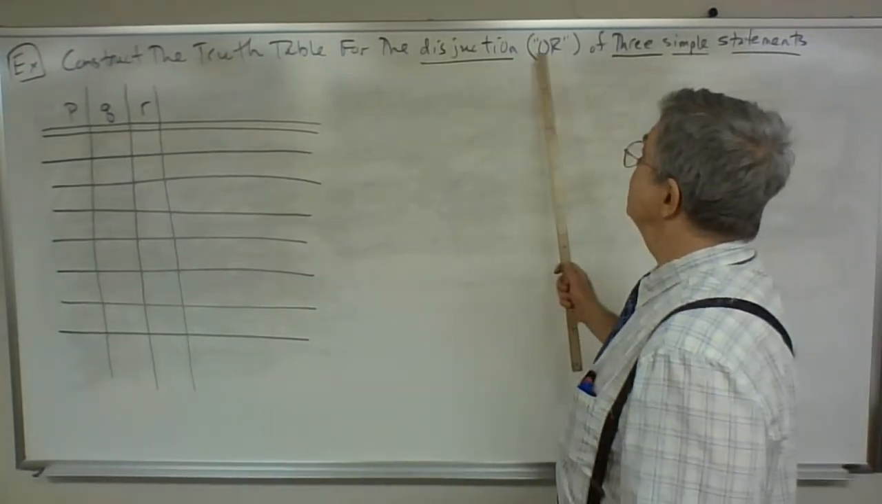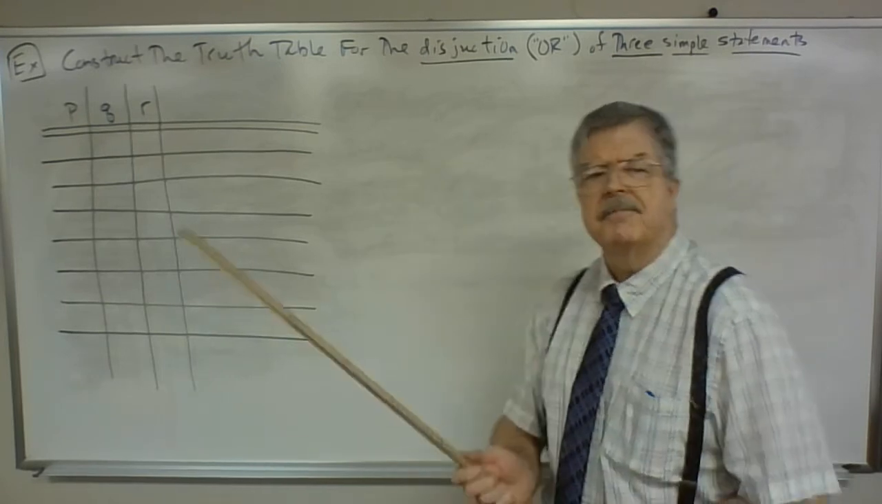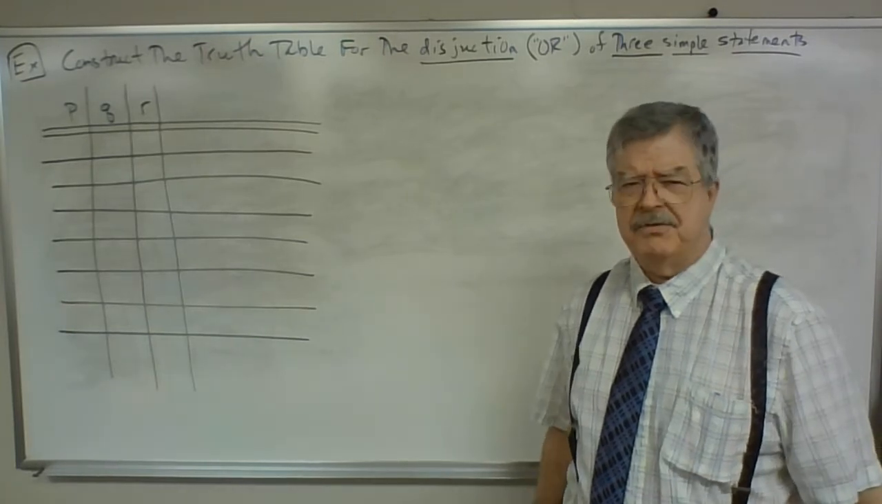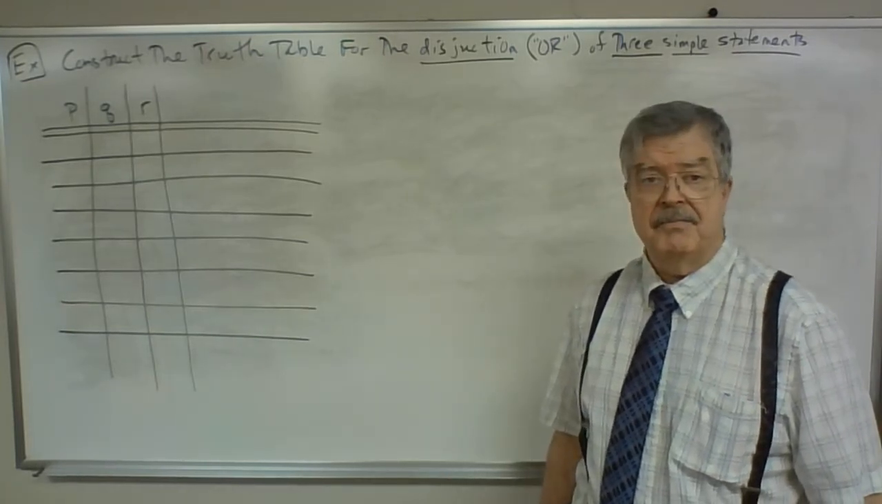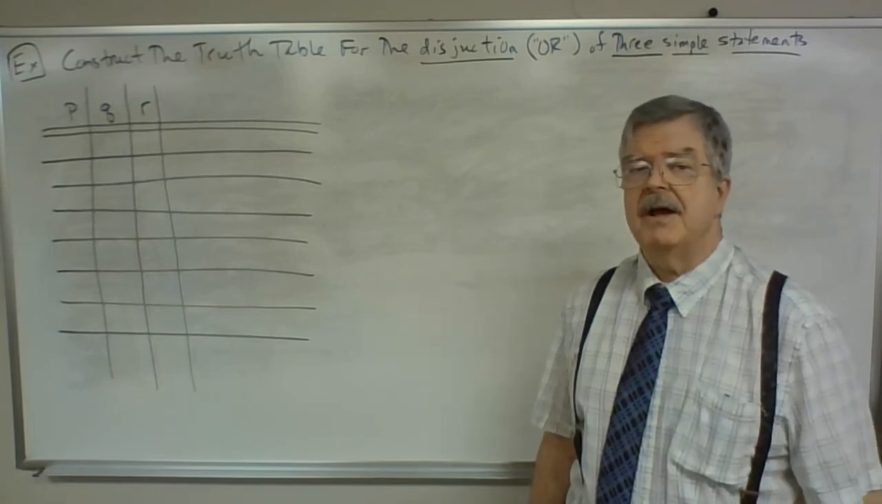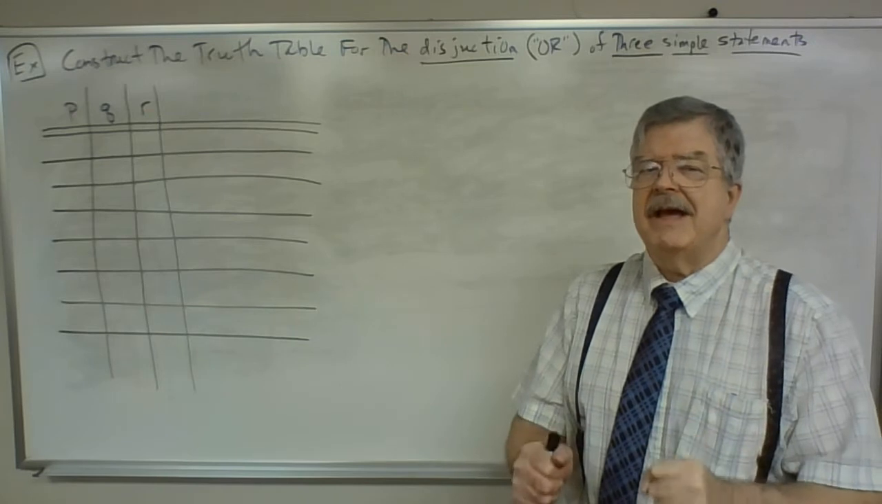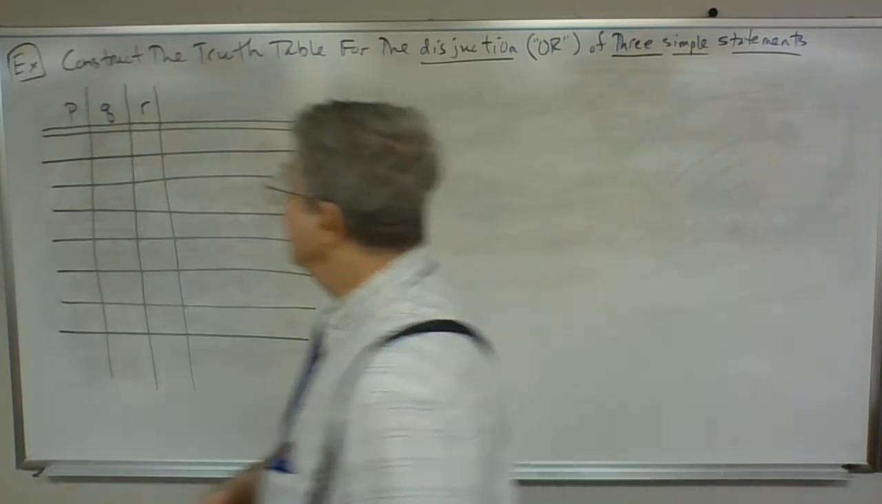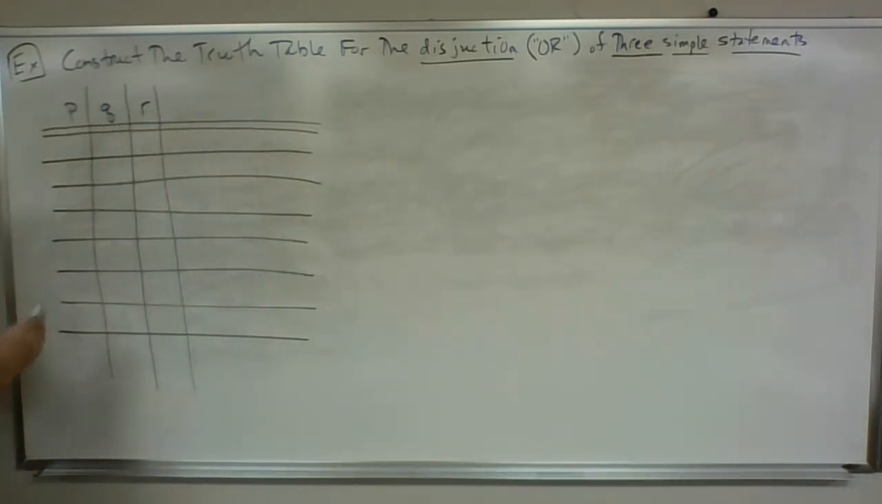Now we do the disjunction or the or of three simple statements. And again, this involves 8 possible combinations of truth values for P, Q, and R. And do you remember how we did it the last time? We do it exactly that same way every time we have a truth table for 3 simple statements. The outermost statement, we have true, true, true, true, 4 of these. And then false, false, false, false, 4 of these. So we have 4 trues, 4 falses.